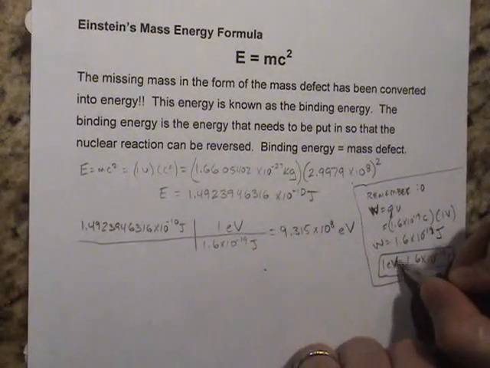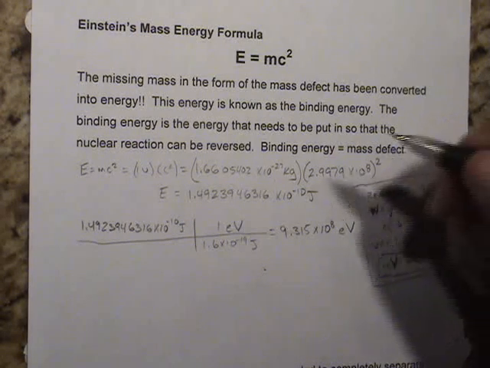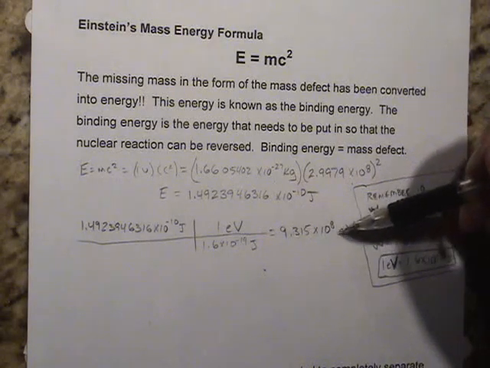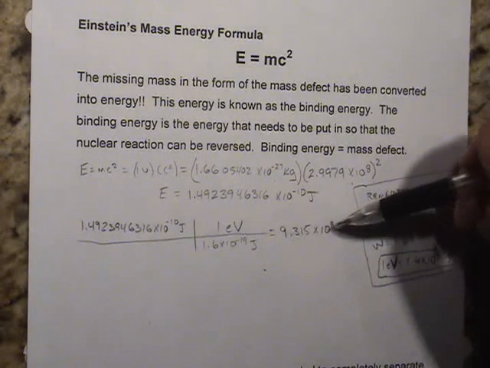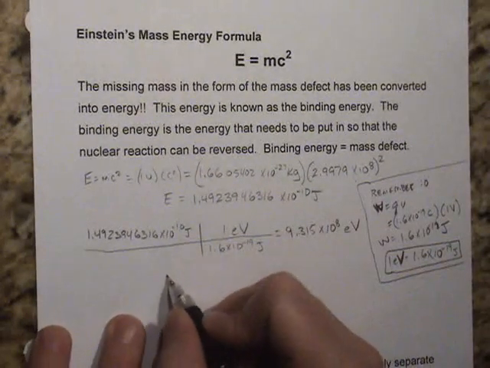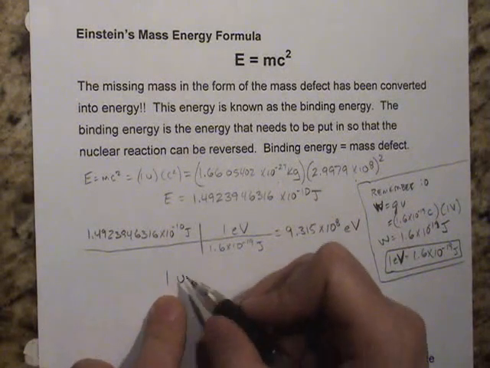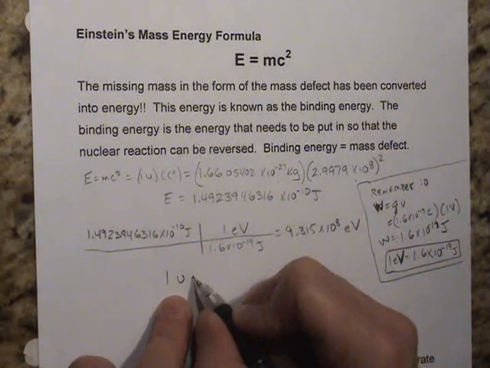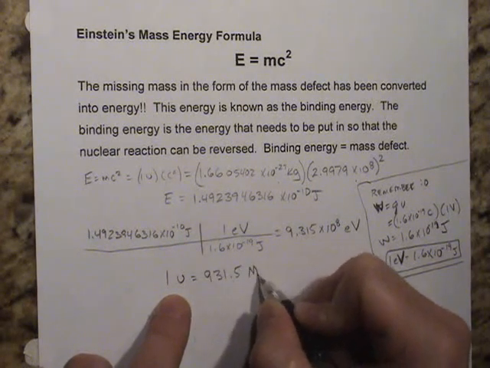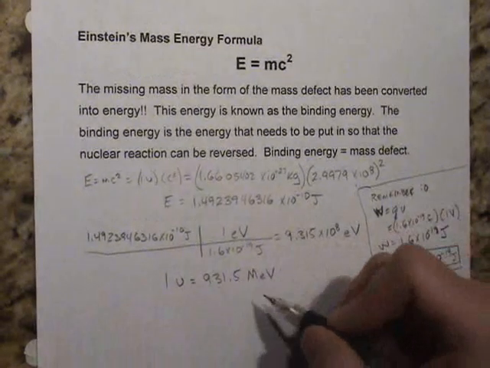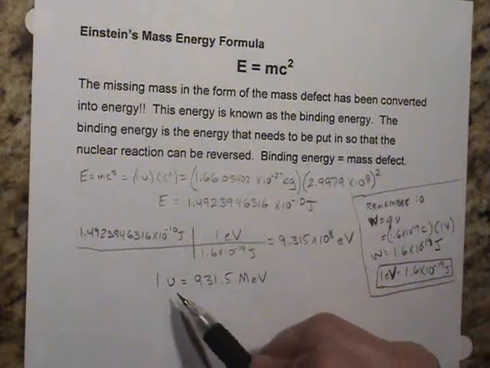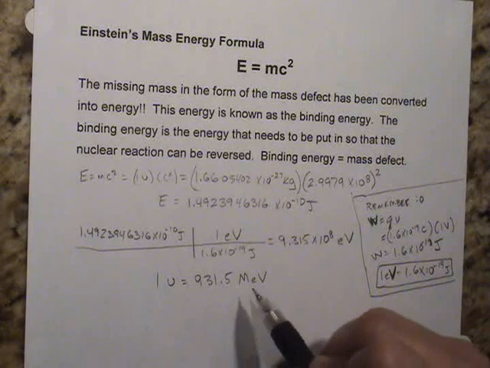It's a capital V. Okay, so this is approximately 931.5 million electron volts, or 9.315 times 10 to the 8th electron volts. So we can establish this very simple relationship that one atomic mass unit is equal to 931.5 MeV, M meaning mega, or mega electron volts. So one unit mass is equal to 931 MeV.